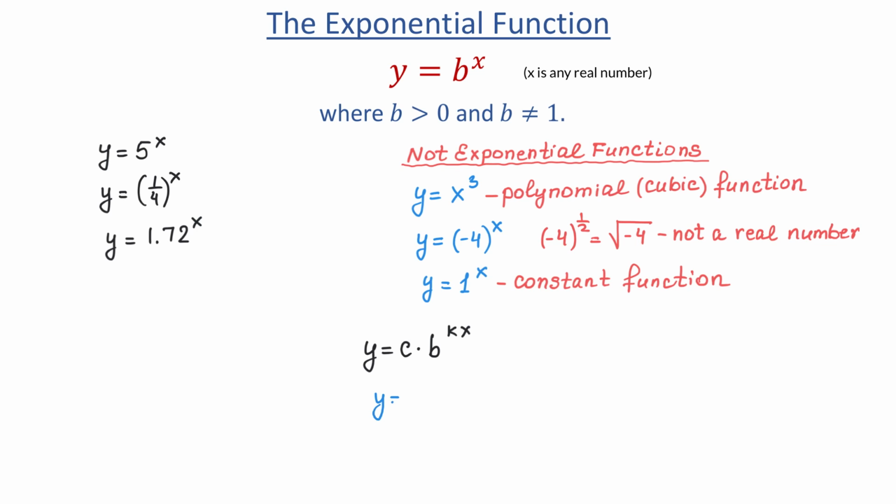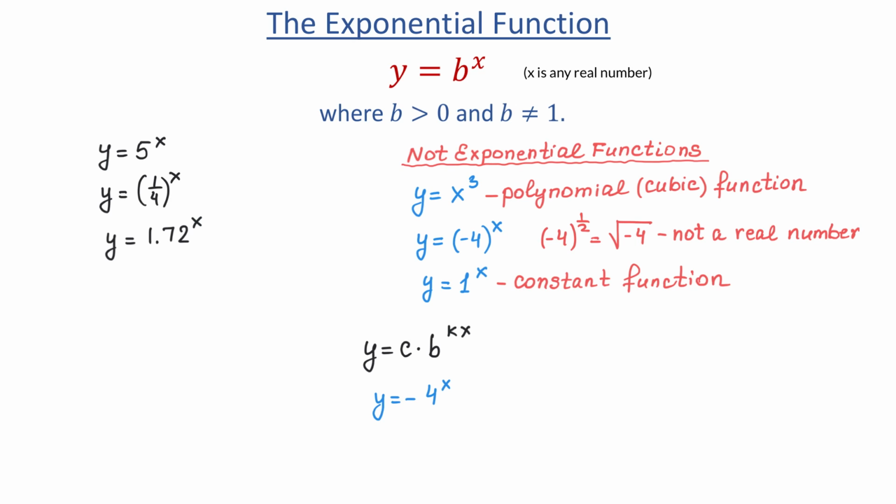Y equals -4 to the x power. Now, do you see the difference between this function and this one? Here the base is -4, while here the base is +4, and in this function we have the expression 4 to the x power with a negative in front.